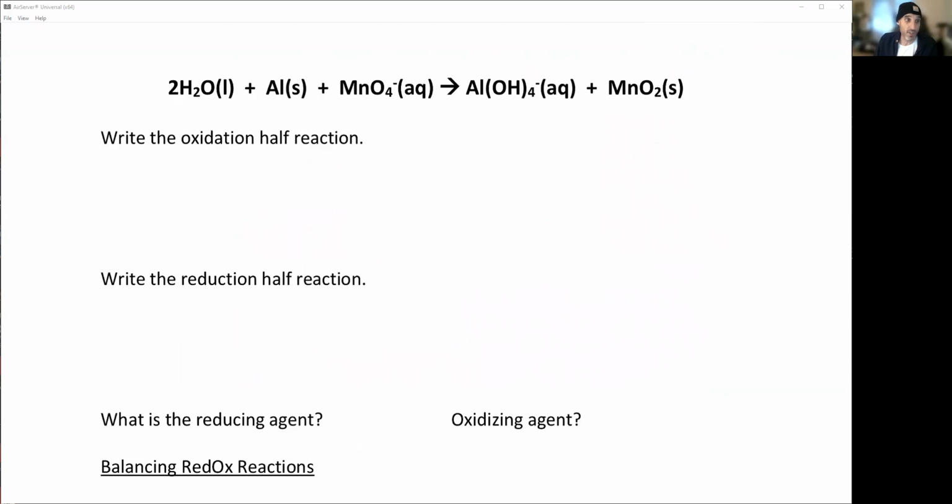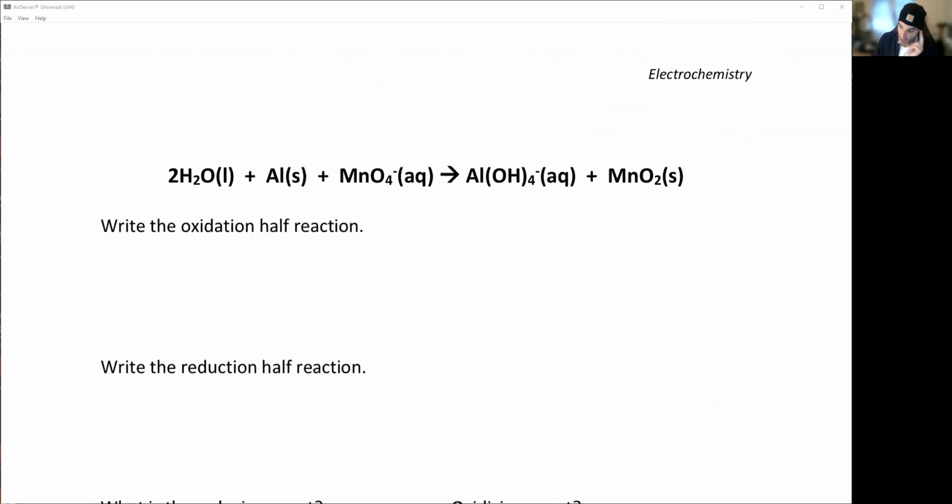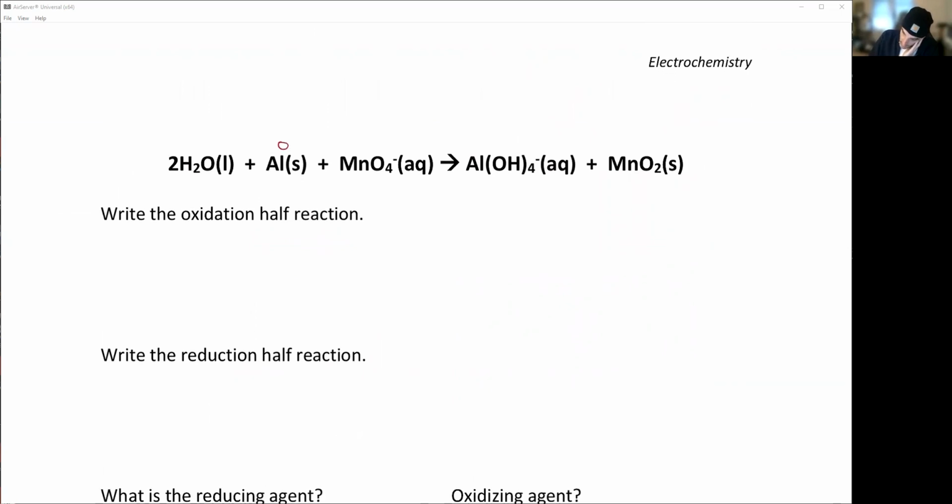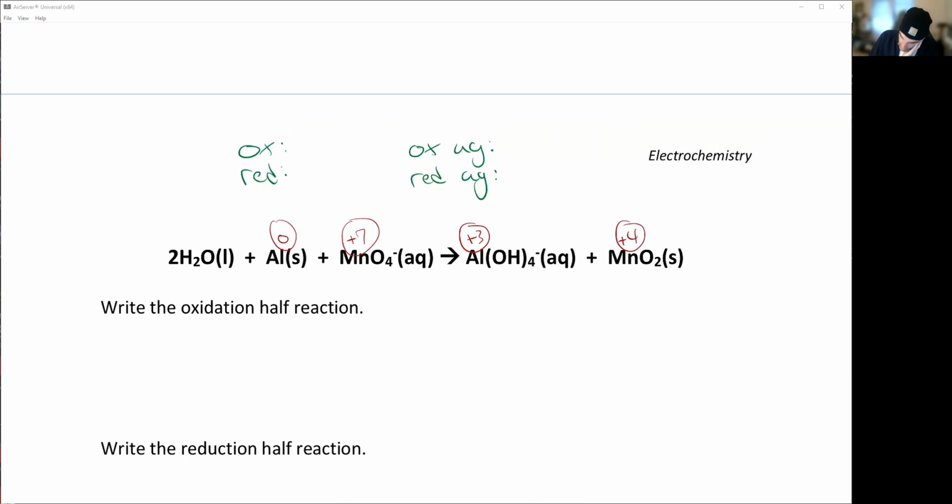Okay, so same question here. Can we identify the oxidation and reduction? I would ask you to do the same exact thing here. So pause it and give this a go. I'm going to do it right now. Aluminum goes from 0 to +3. Manganese goes from, let's see here, +7 to +4. So I'll do this above: oxidized, reduced, oxidizing agent, reducing agent. I recognize I'm asking you a different question here, but ultimately we can do this.